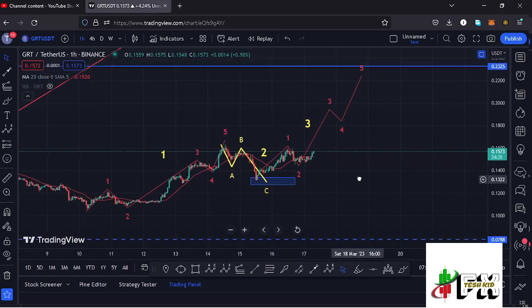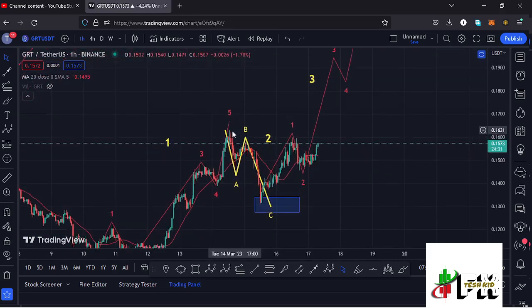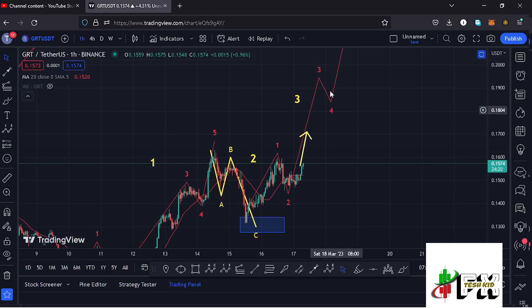And for that move to continue playing out, we need to continue holding above the 20-day MA, and a break above the wave 1 high, which lies at around the $0.1634 mark, could trigger even higher prices, and that would be enough confirmation that we are back into the impulsive move to the upside in the formation of that wave 3. So let's be patient and see how that plays out.